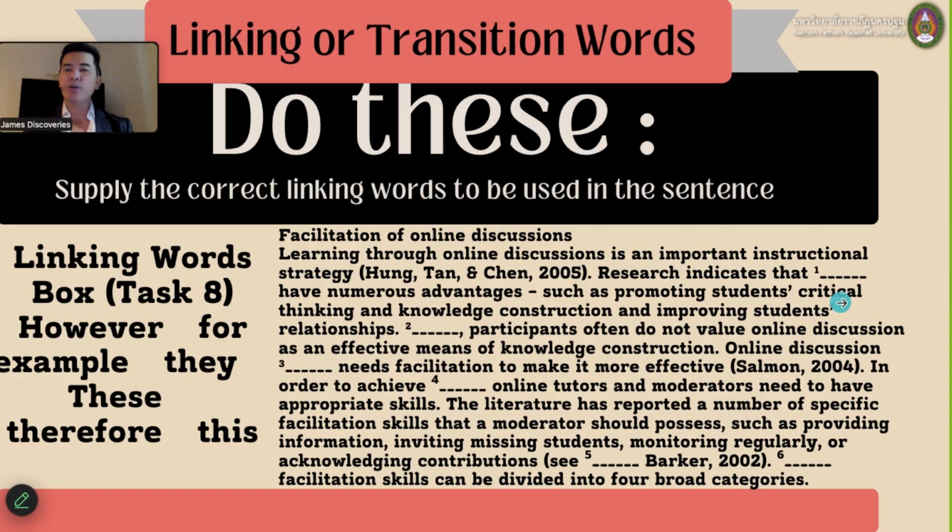All right, so do these things. Supply the correct linking words to be used in the sentence. So we have here the linking words: however, for example, they, these, therefore, and these. So we all know that these indicates plurality and this signifies singularity. All right, so let's read and I'll give you time and then let's see how many points you got.